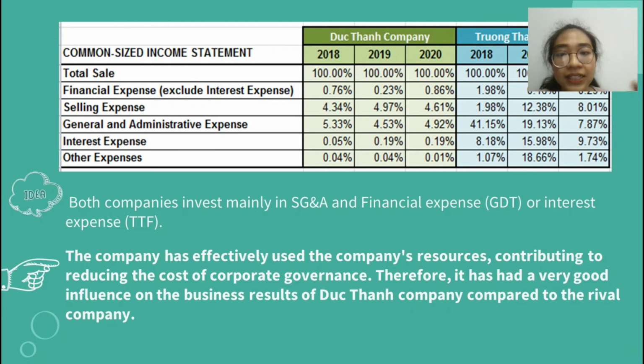In contrast, the interest expense, which accounts for a significant proportion of Trường Thành's total expense, hit nearly 16% in 2020, while this expense of Đức Thành is stable, and the company effectively uses its resources, contributing to the reduction of the cost of the corporation. Therefore, it has a very good influence on the business of Đức Thành compared to the rival company.